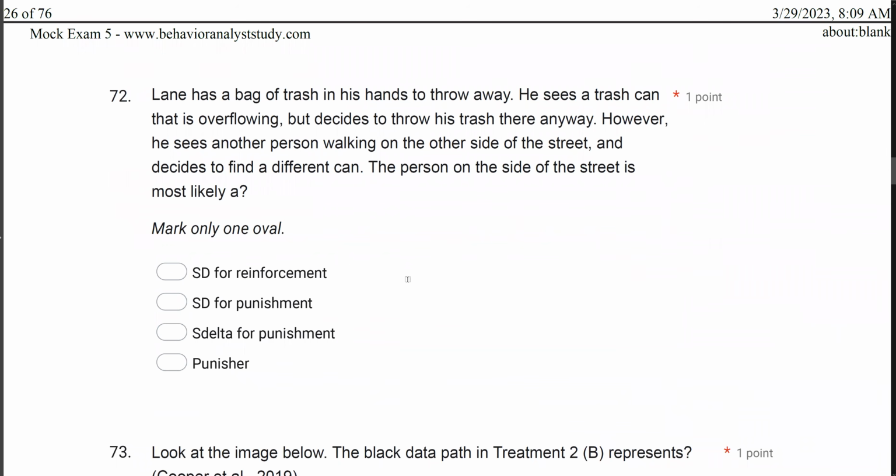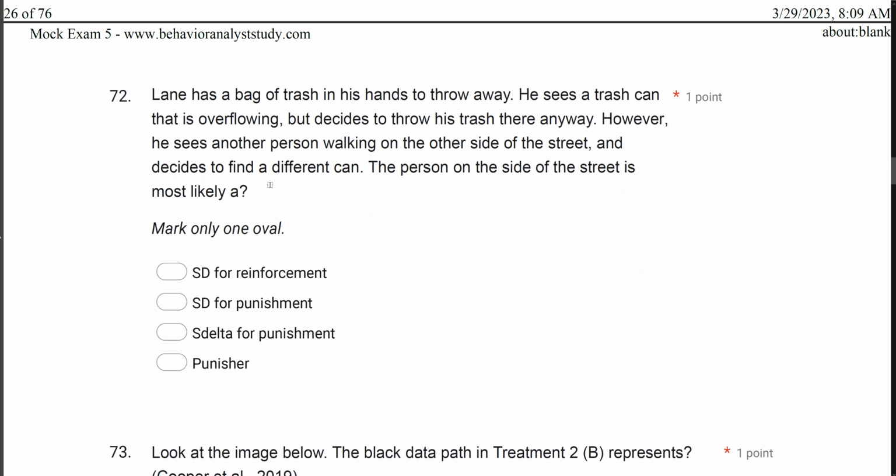72. Lane has a bag of trash in his hands to throw away. He sees the trash can that is overflowing, but decides to throw his trash there anyway. However, he sees another person walking on the other side of the street and decides to find a different can. Person on the side of the street is most likely a what?